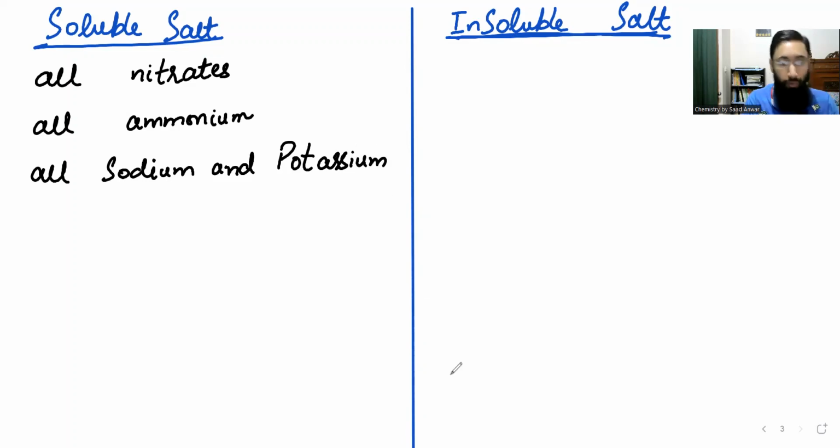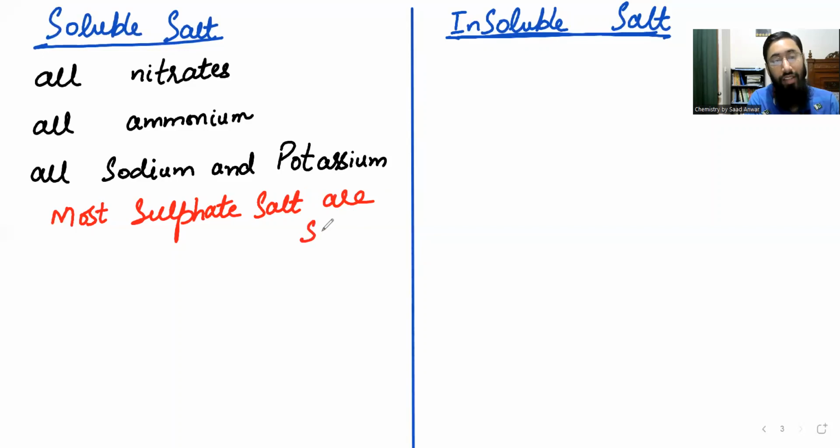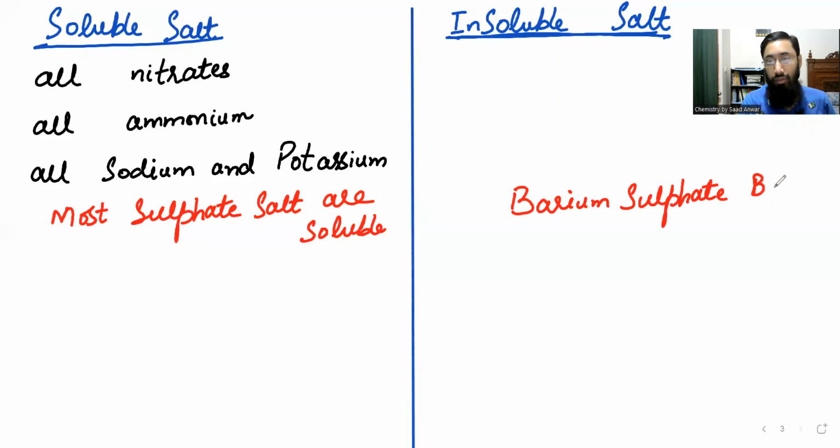Okay, now most sulfates are soluble, except a few. Here in this column I am going to mention those sulfate salts which are insoluble, like barium sulfate. Barium sulfate is also a sulfate salt, but this is insoluble.